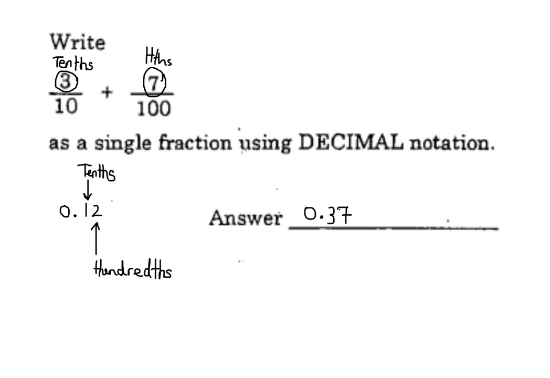So we always have to remember what are the place values for our decimal digits, and then remember if you have them as fractions, tenths would be on a fraction denominator of 10, and hundredths as a fraction would be on a denominator of 100, right? So this is how we write this sum as a decimal.